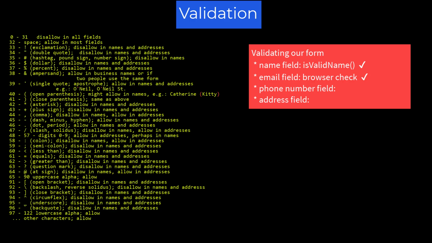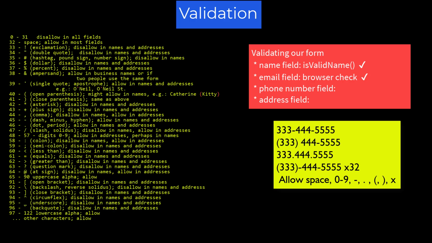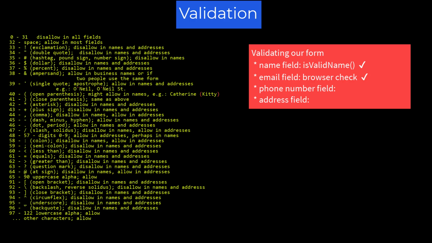The browser doesn't do any checking, and since there are many ways to enter phone numbers, all we can do is some basic content checking. Let's allow the space, digits 0 through 9, the dash, the period, the parenthesis, and the letter X for extension. There are, of course, many ways to refine this, but this is the choice we'll make for this example. So here's our code.